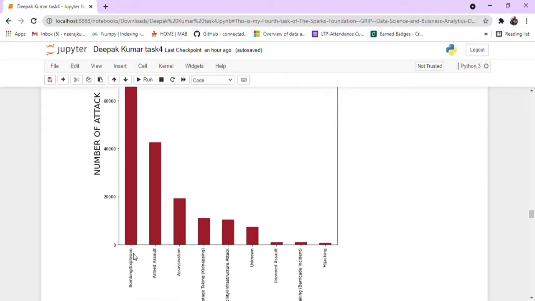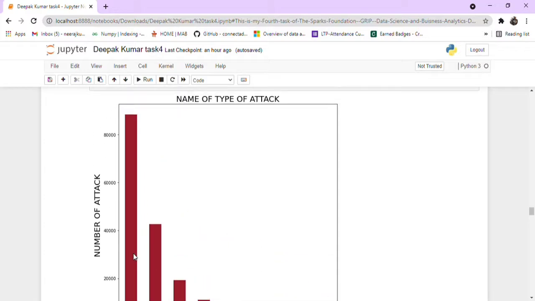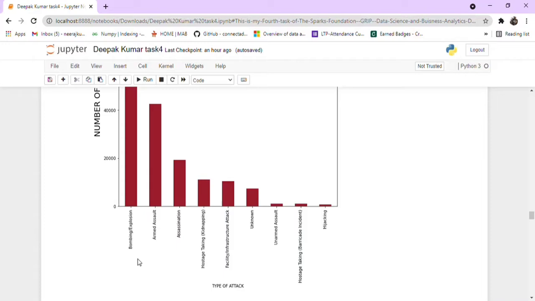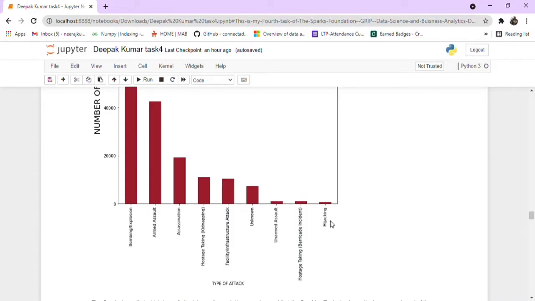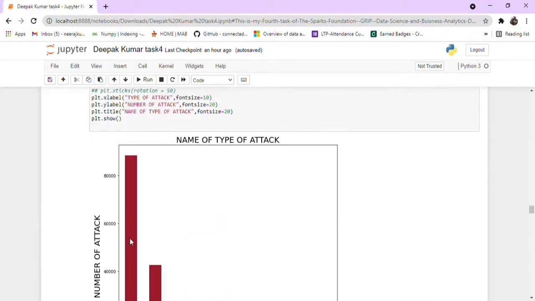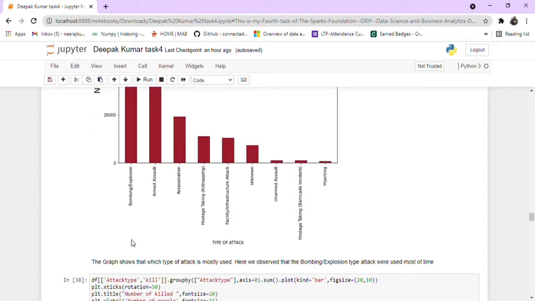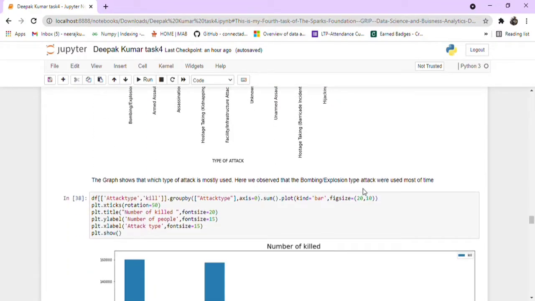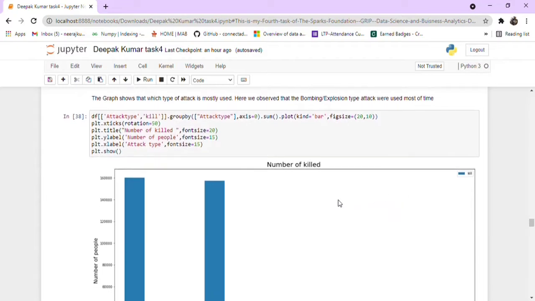The terrorists are using bombing to attack people in different cities, and the least they are using nowadays is hijacking, which is the least doable method for the terrorists. But bombing is very easy for them, I think, from my point of view. So bomb explosion is the type of attack used most of the time.